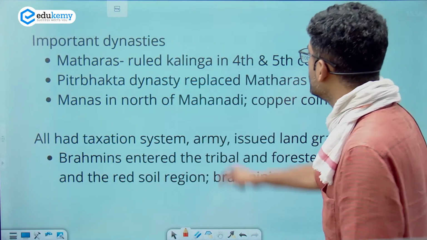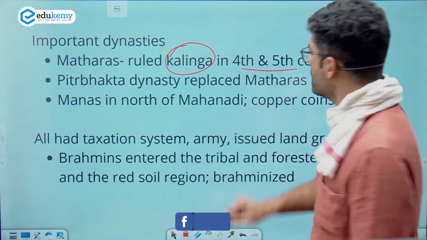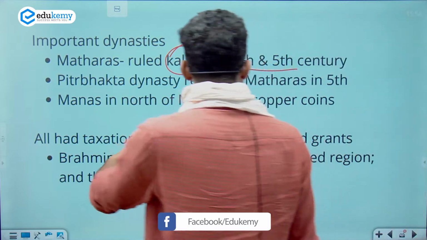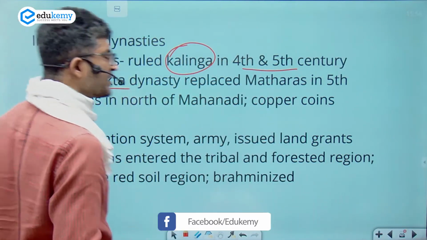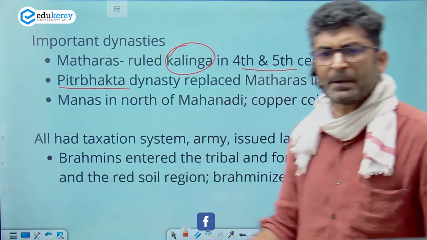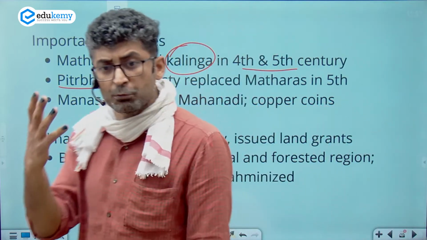Matahara Dynasty of Kalinga. They ruled Kalinga in the 4th and 5th century CE. They were then replaced by the Pitru-Bhakt Dynasty. How interesting, Matahar replaced by Pitru-Bhakts. And then we also hear of the Manas Dynasty, who issued copper coins.